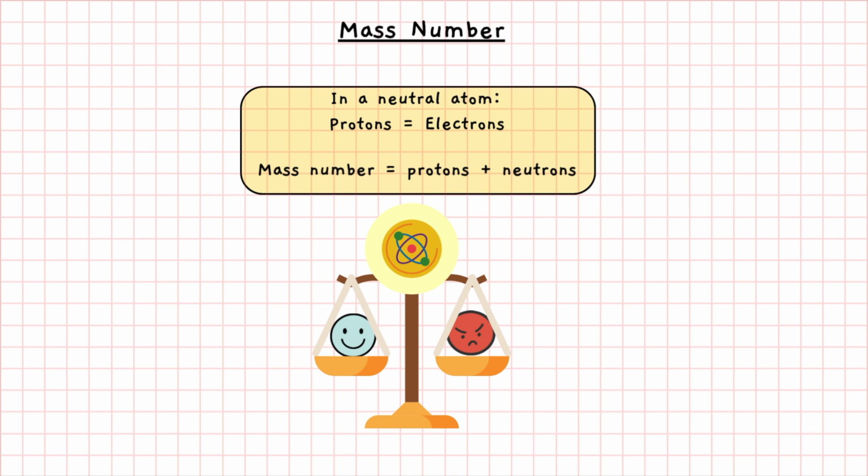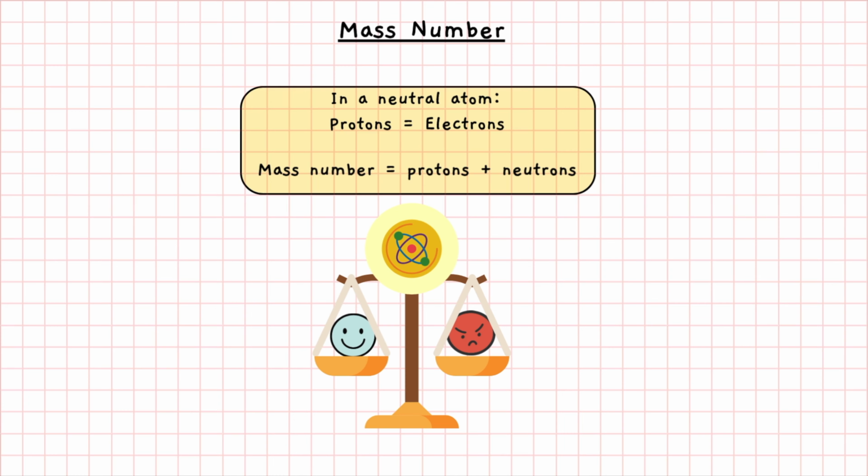Let's focus on the mass number. The mass number tells you how heavy the nucleus is. That's important because almost all of an atom's mass is packed into the nucleus. In a neutral atom, the number of protons is the same as the number of electrons. But when we're working out the mass number, electrons don't matter. This is because they're so light that we ignore them completely.